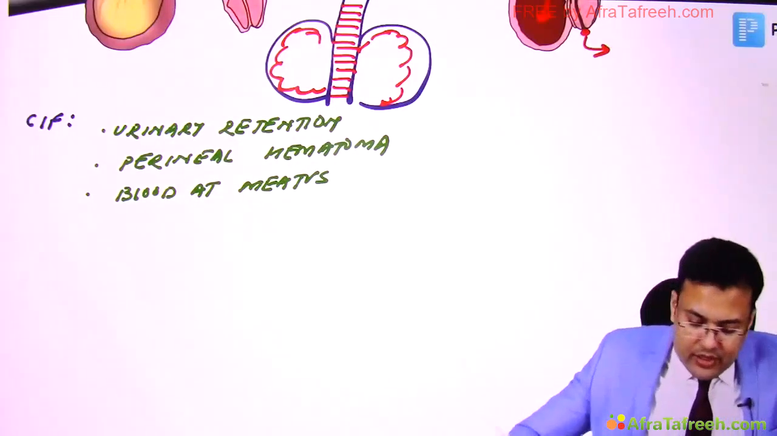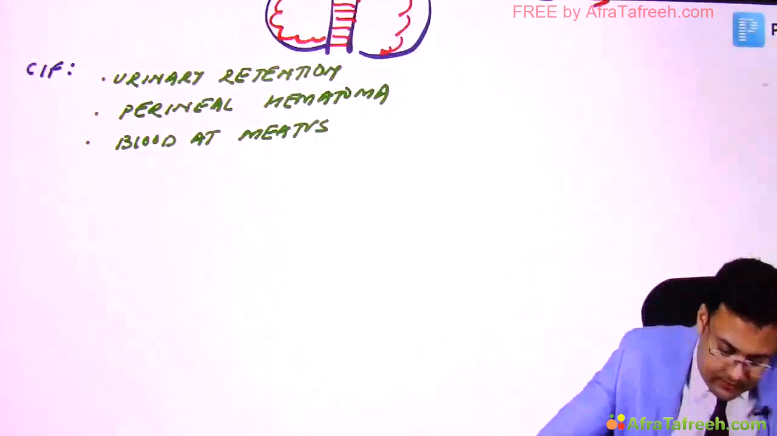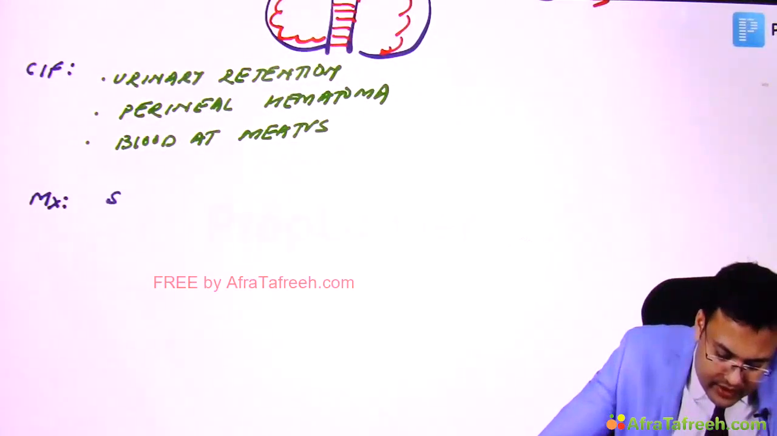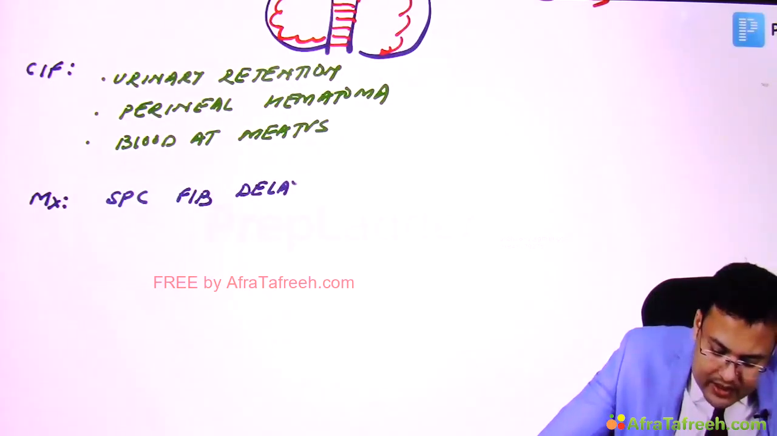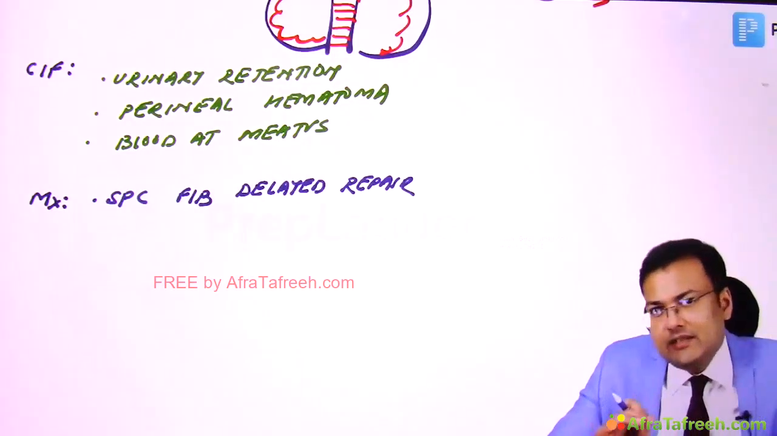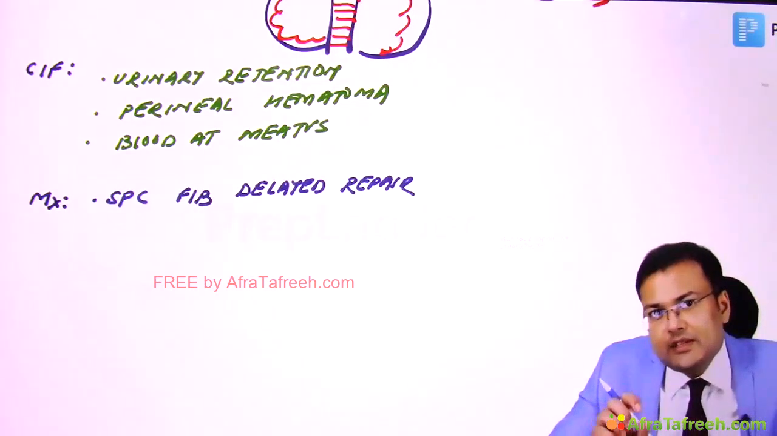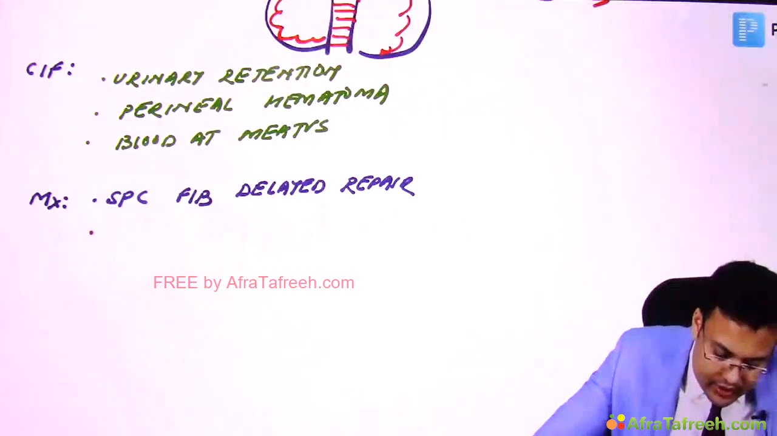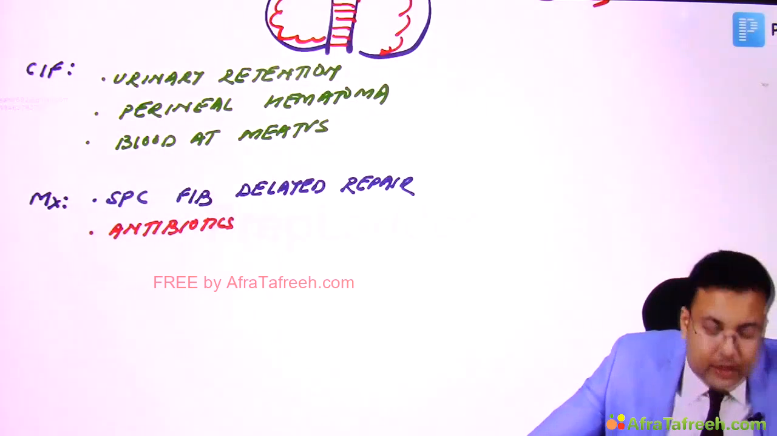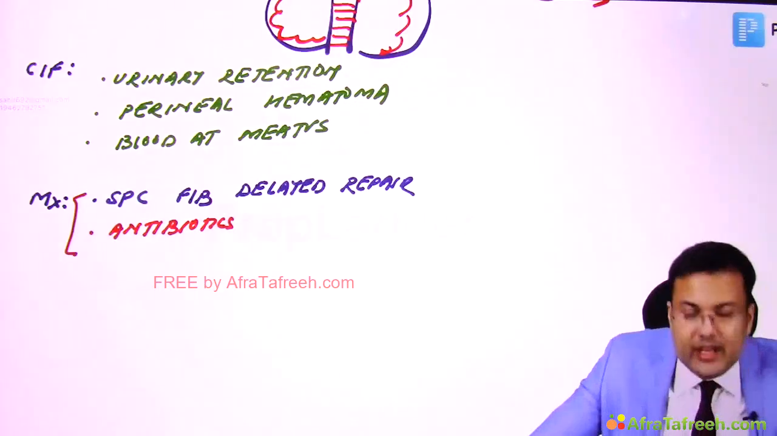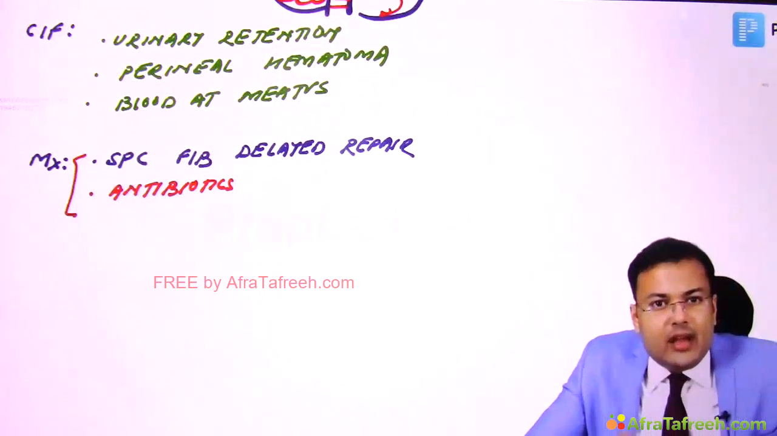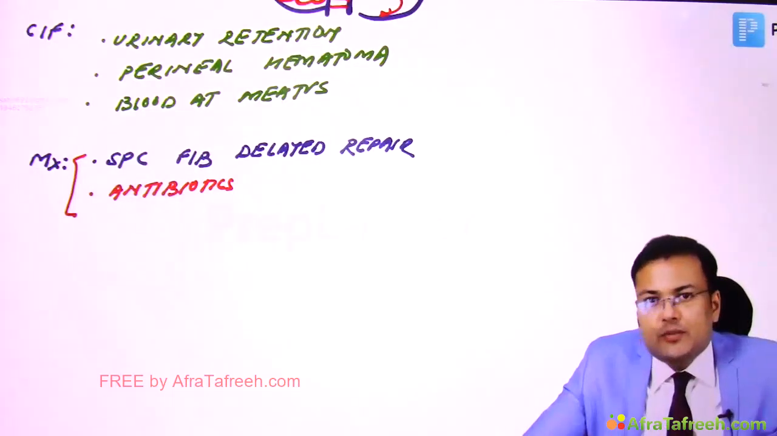Okay. So here also how are we going to manage? SPC followed by delayed repair if patient is symptomatic, and we have to give antibiotics also. Why? Because there is extravasation of urine, so to control infection antibiotics are also given. So here we give antibiotics to control infections. Why? Because these patients have urinary extravasation. Okay. And delayed repair means repair should be done within 3 months.